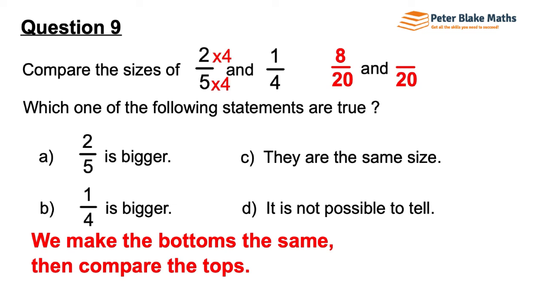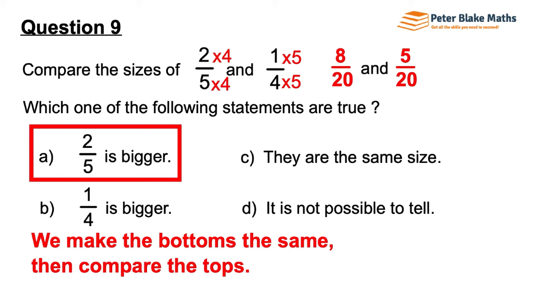And for the quarter there, to turn the 4 into a 20, I would have needed to multiply the bottom by 5. And I need to do the same to the top. So 1 times 5 for the top there is 5. So now I can see whether the first fraction or the second fraction is larger. We've got 8/20 and 5/20, so certainly the first of those two fractions, in this case 2/5, is the larger one. So the correct answer there is that 2/5 is bigger.